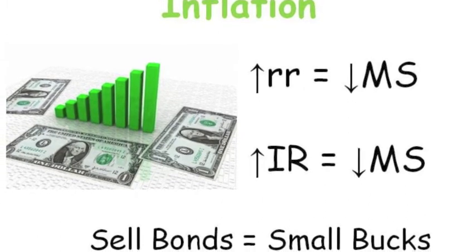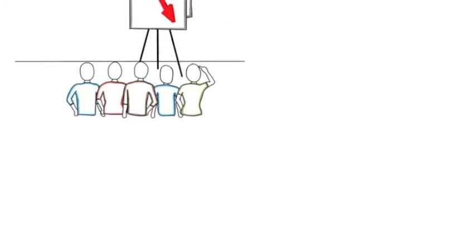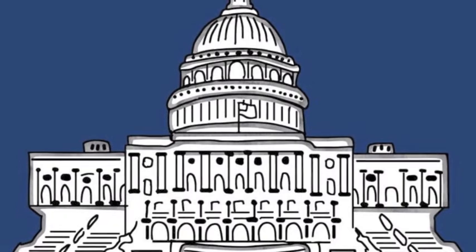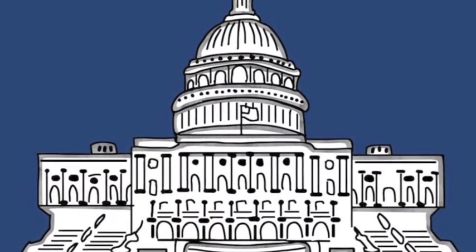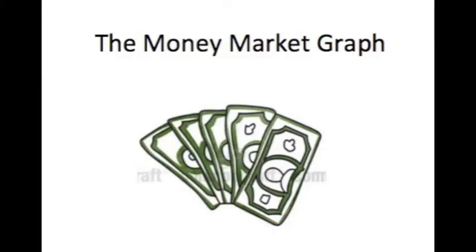Also, the Fed could sell bonds, which would decrease the money supply. The Fed is constantly working and regulating banks to make sure the economy runs smoothly. By controlling the monetary base, the Fed can exert a powerful influence on both the money supply and the interest rate. Next, we will learn about the money market graph.